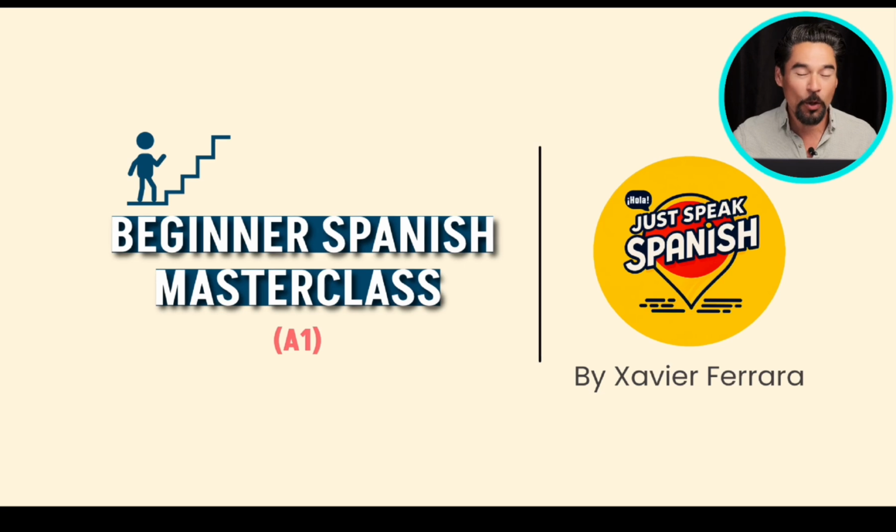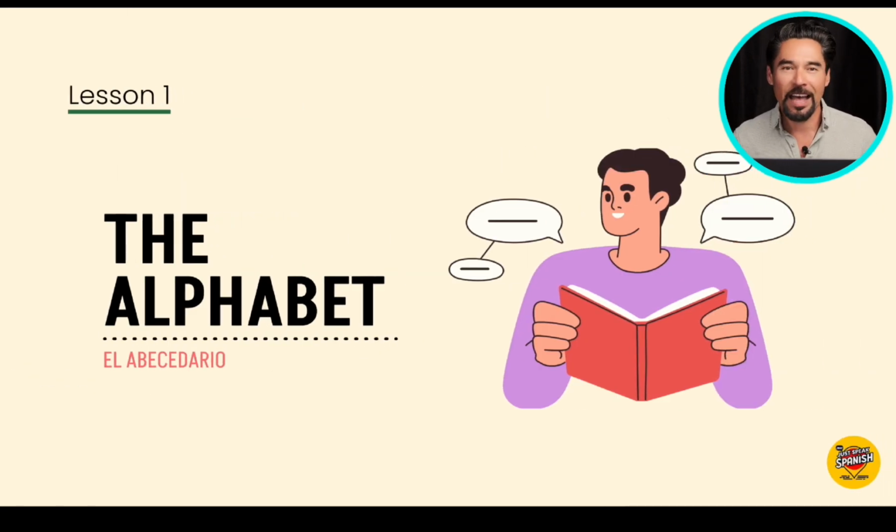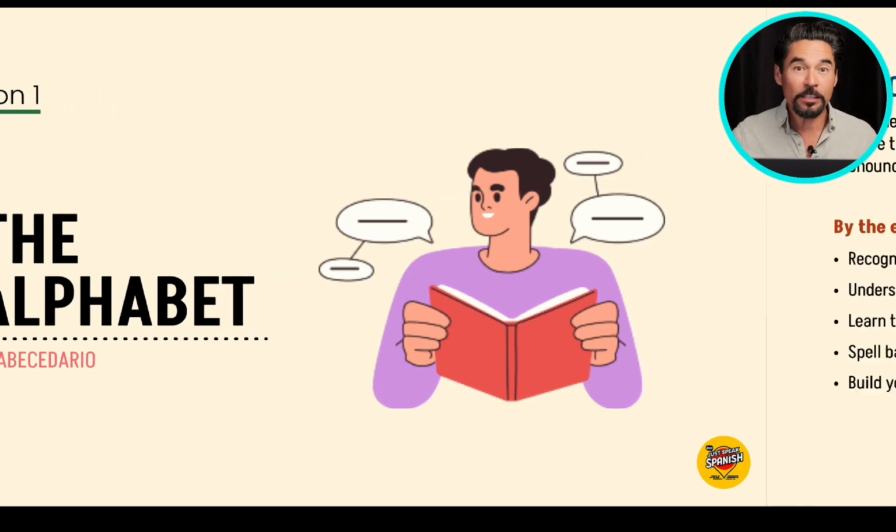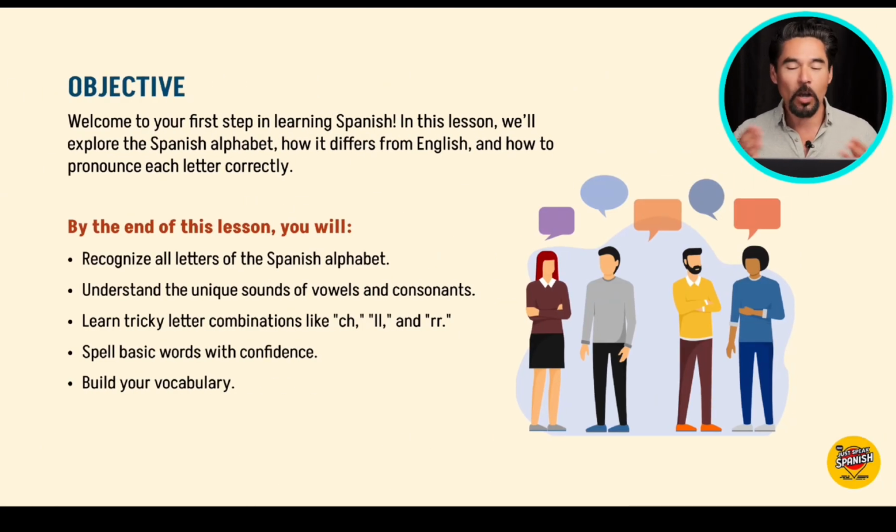Okay, so the first thing we're going to do is take a look at the alphabet. Okay, el abecedario, as we say in Spanish. So, in this first lesson, we're going to talk about how you recognize the differences between the letters of the Spanish alphabet and the English alphabet. We're also going to understand the unique sounds of the vowels and the consonants. Also, we will learn the tricky letter combinations of CH, double L, or double R. And also, you will begin to spell basic words with confidence as well as building your vocabulary. Okay, so let's get started.